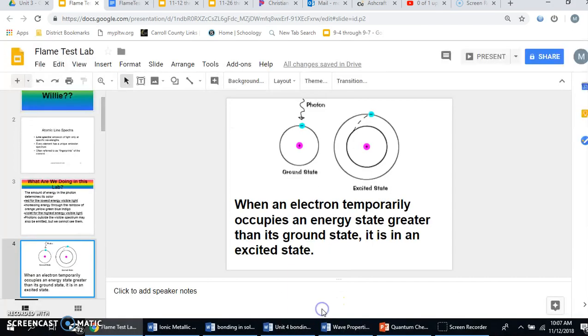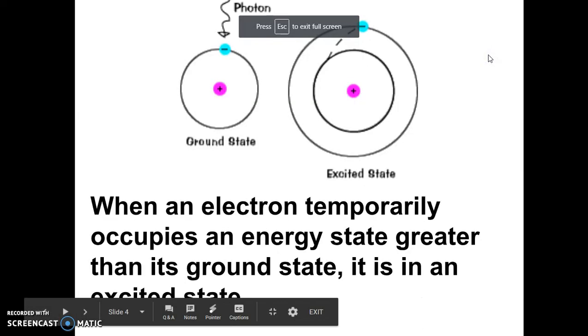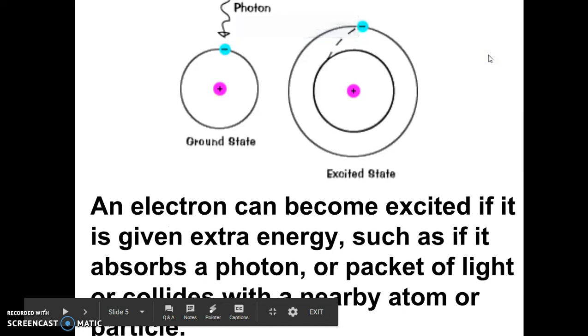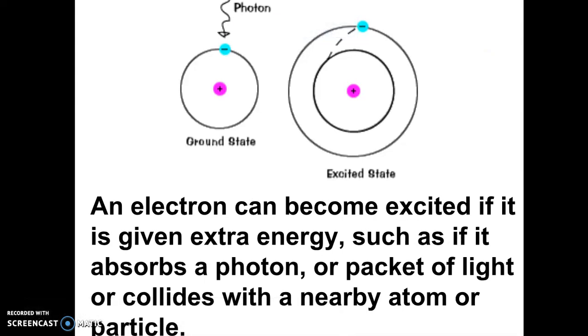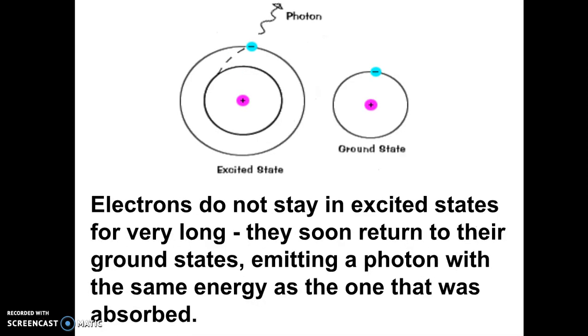So anyways, electrons are in that excited state whenever they occupy a higher energy level. Now, how does an electron get to that higher energy level? Well, it can absorb energy. It's given extra energy if it absorbs a photon, or if it collided with an atom nearby and absorbed some of its energy. So that electron gets to an excited state.